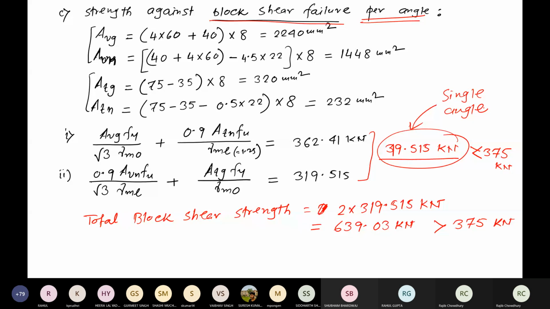Therefore, at the end, what I will be writing is, therefore, use 2 ISA. This is my design statement: 2 ISA 75 by 50 by 8 with 5 number of bolts with 20 mm dia. So this is my design statement.